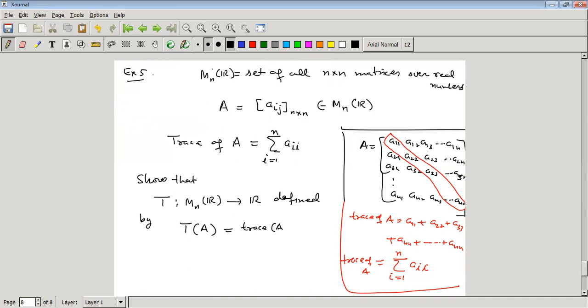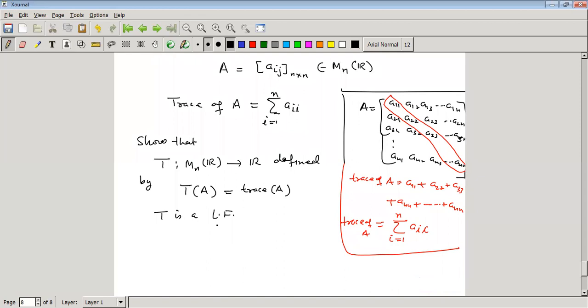Trace of A, right? So we define it by this. We have to show that T is a linear functional. Why do we say it's a functional? Because the mapping is defined from a vector space to the field, the set of real numbers.